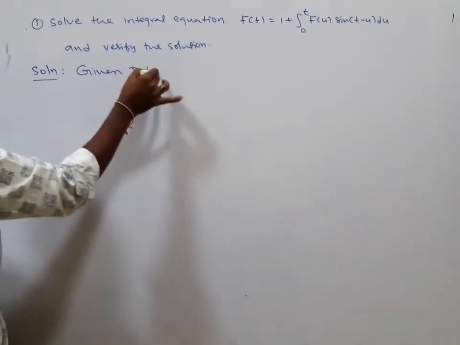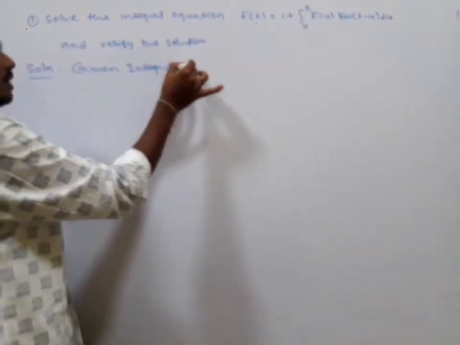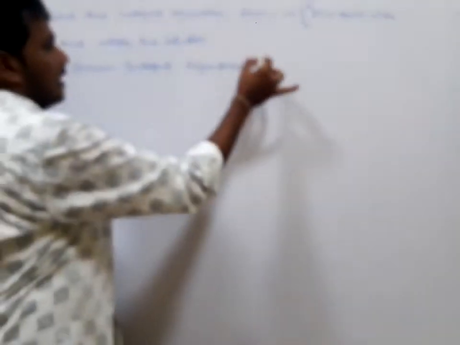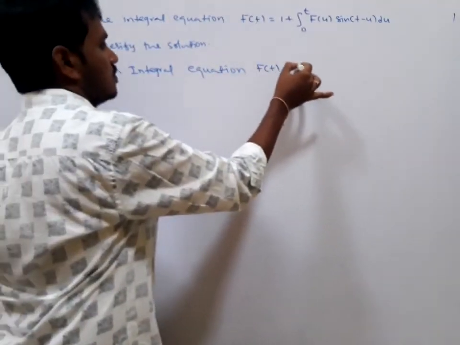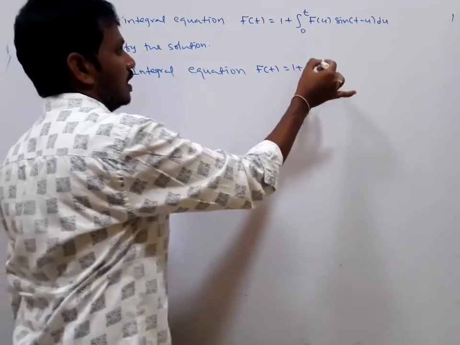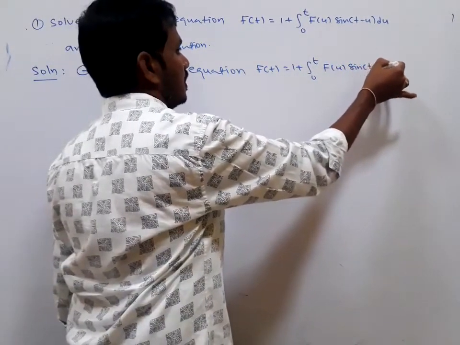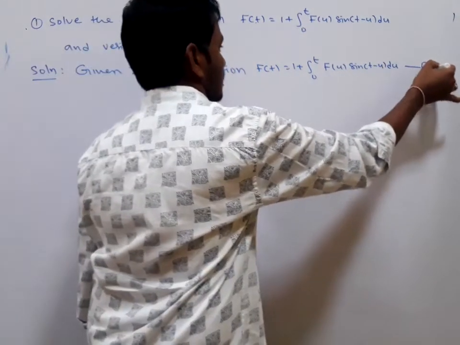See, if you see one problem, you will get the clarity. f(t) = 1 + integral from 0 to t of f(u) sin(t − u) du. Say this is equation number 1.